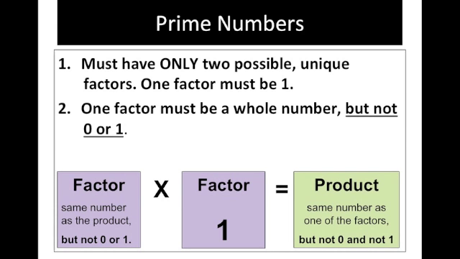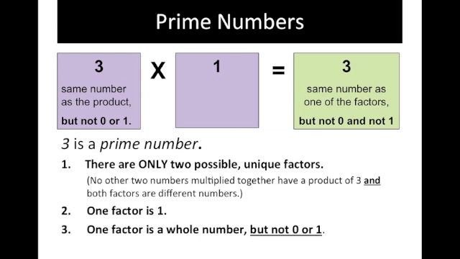So again, we have a factor that's 1, and we have another factor that's neither 0 nor 1, so any other number. When we take the factor that's the same number as the product, that's not 0 or 1, and we multiply it by 1, our product is the same number as that factor. So, to clarify a little bit, a prime number is one that has two unique factors, 1 and itself.